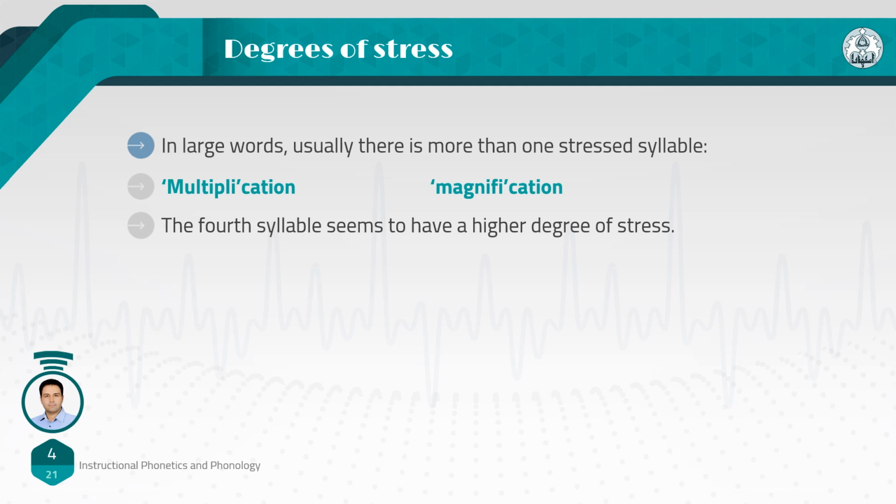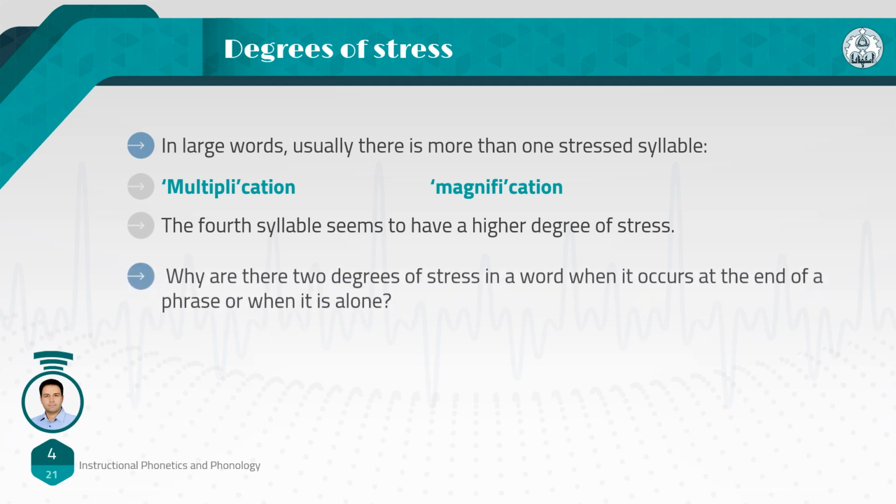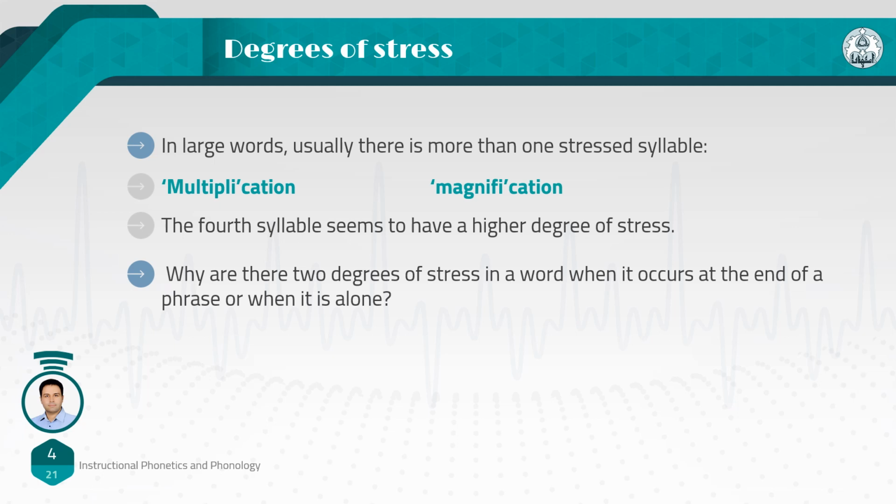The same is true for the word "magnification" in a sentence such as, "The degree of magnification depends on the lens." The word "magnification" will not have a larger stress on the fourth syllable as long as you do not break the sentence into two parts and leave this word at the end of a phrase. Now, here's the question. Why are there two degrees of stress in a word when it occurs at the end of a phrase or when it is alone?